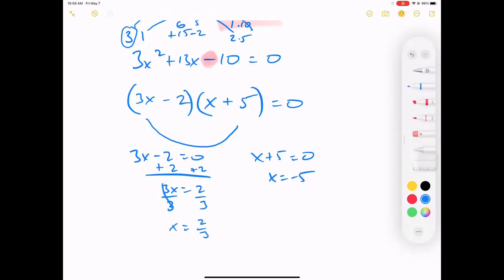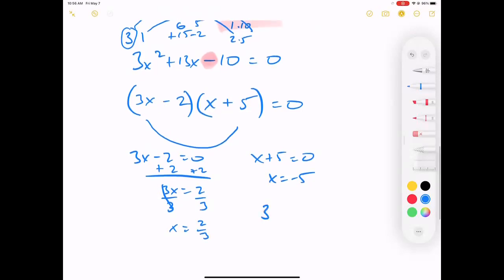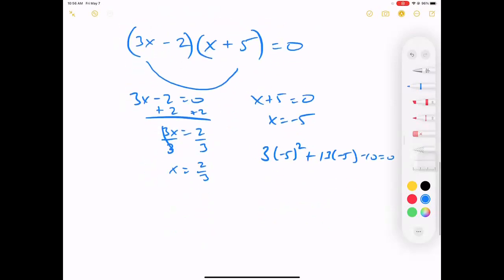Now, these answers are our solutions, and they don't look like it. Negative 5 doesn't look like it. The fraction 2/3 for sure doesn't look like it. But I'm just going to check the negative 5 for you. Just to double check, I want to prove to you that this works, that we're not just making up random numbers and saying, oh, those are solutions. I sound like a politician.